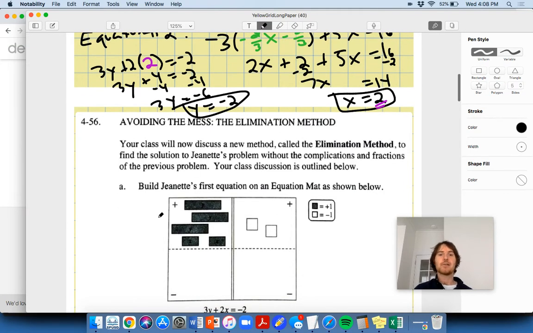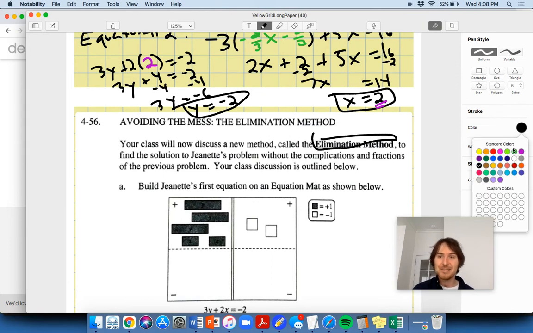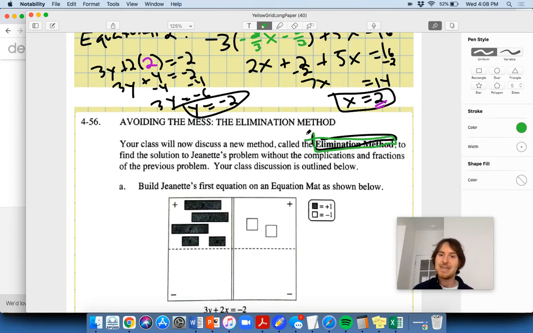Your class will now discuss a new method called the elimination method. Have you heard the elimination method yet? Well, I'm hoping you did the Desmos yesterday. I'm hoping you paid attention. It seemed like things went well in that Desmos. That was pretty neat, right? We can modify equations, and they're still going to find equivalent equations. They're still going to go through the common solution of the system, or the lines will stay the same.